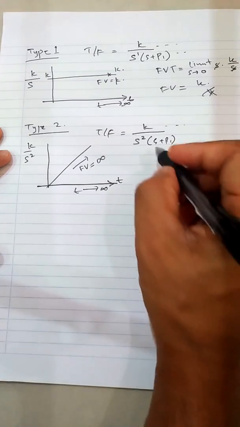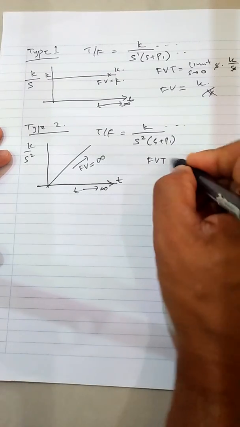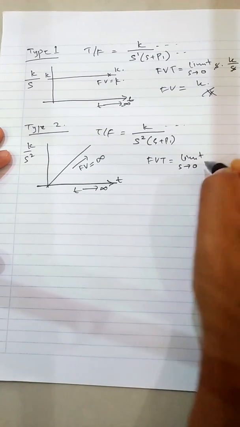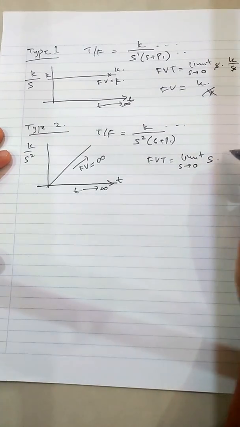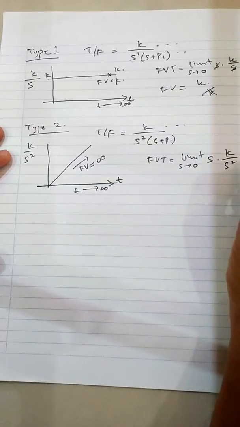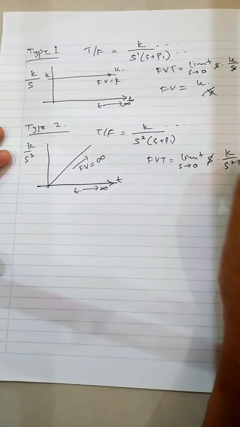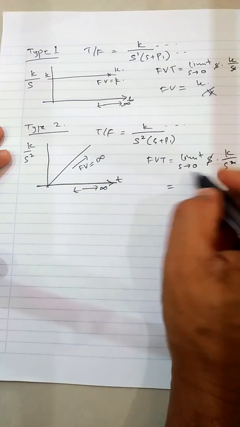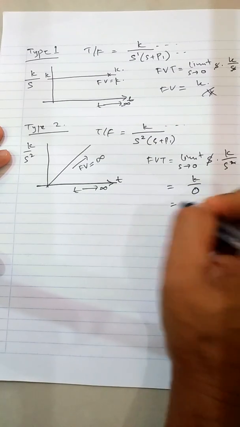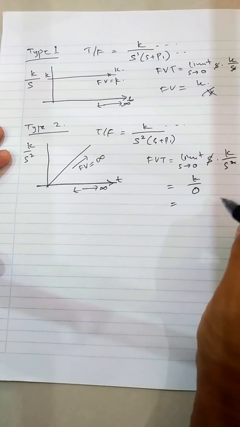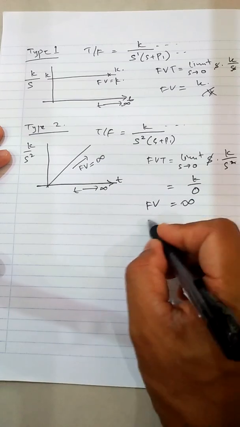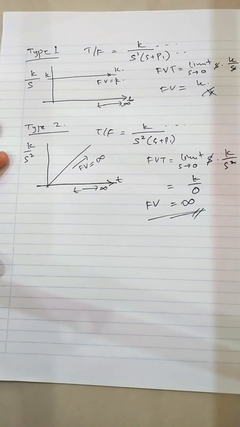Again, we can use the final value theorem: limit as s approaching 0 of s times K over s^2. So this one we can cancel. When s approaches 0, K divided by 0 will become infinity. So the final value also becomes infinity.